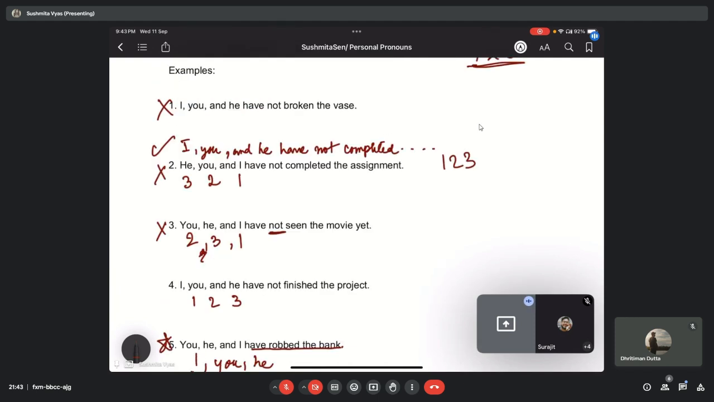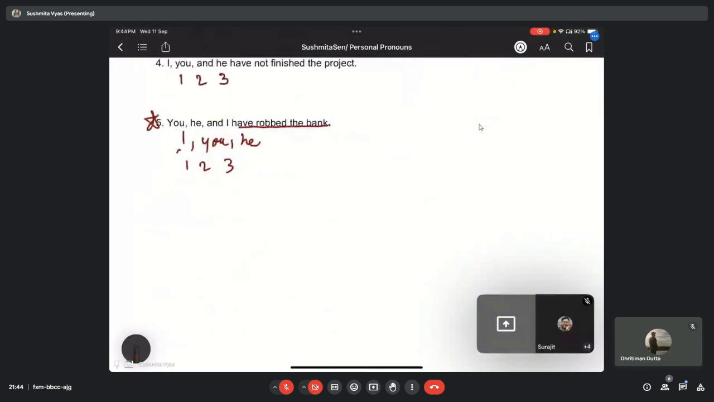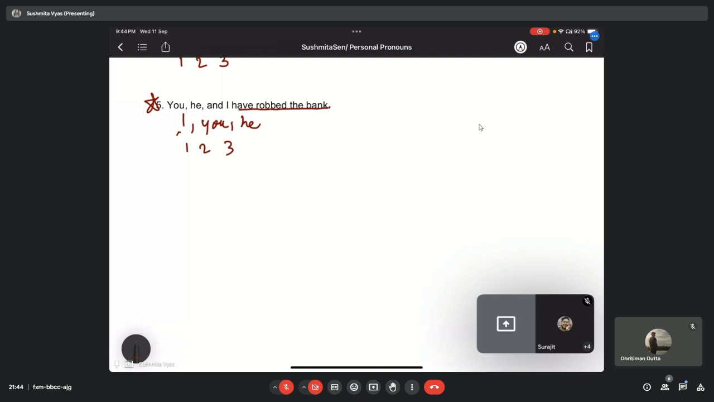It looks a little confusing in the beginning, but once you understand that if the sentence is negative and the pronouns are singular in nature, then the pronoun order will be one, two, three. Guys, is this easy or is this tough? As for now, it seems easy. Yes, once you get the hang of it, it will be easy forever. This will need some practice, that's all.